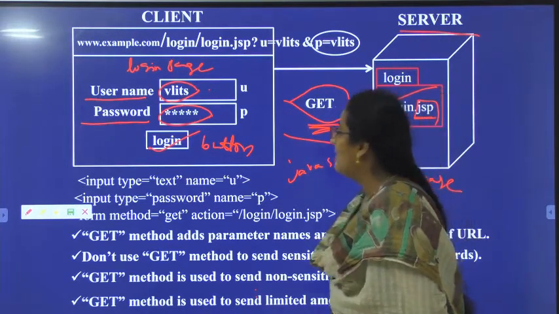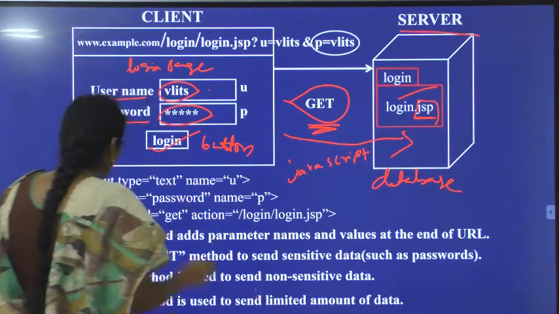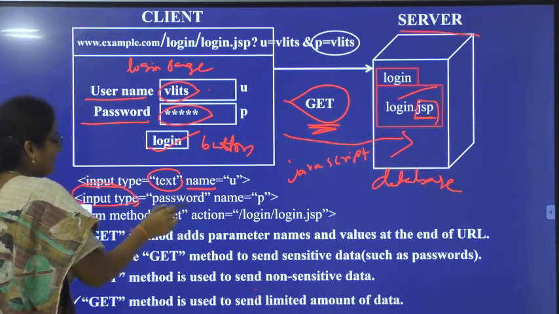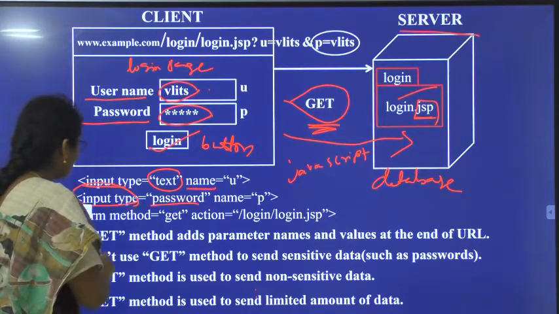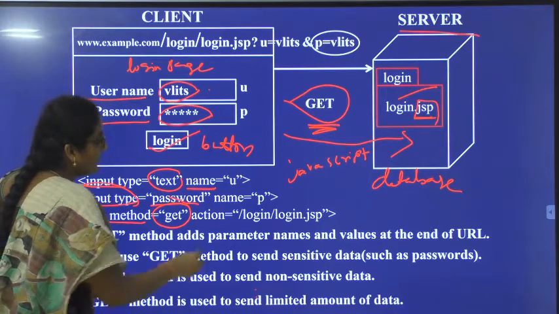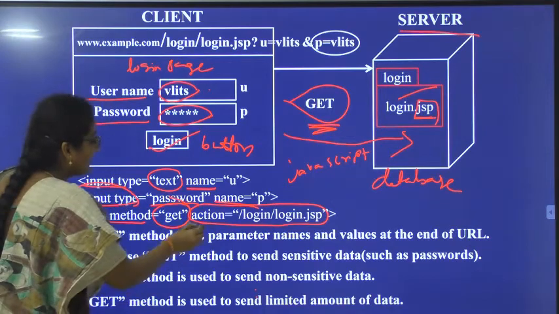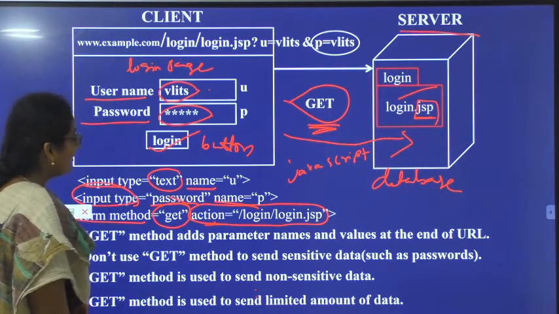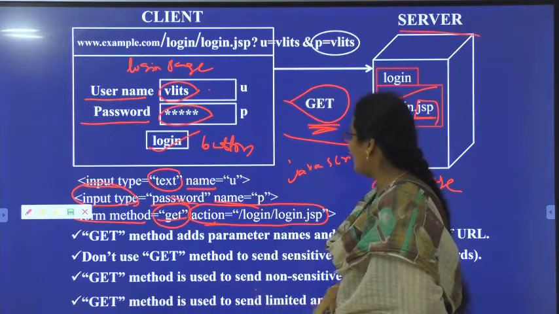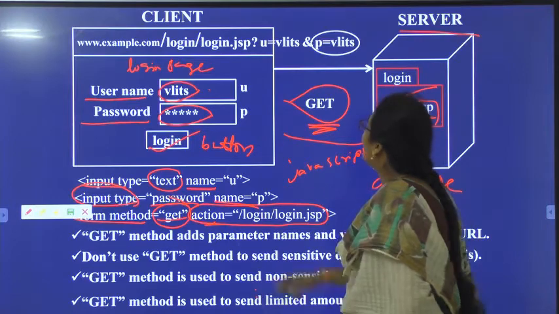We have saved it as JSP. Input type text is taken for the name, and input type password is taken for the password. So what method are we using? Get method. What is the action we should perform? Logging into the login page. So the get method adds the parameter names and values at the end of the URL.